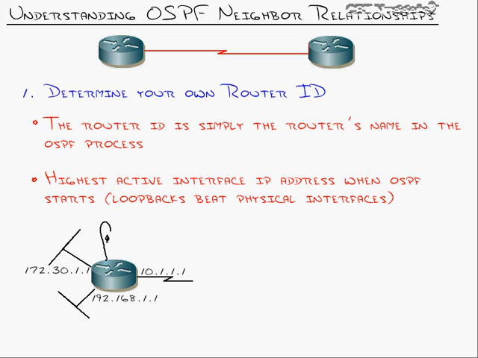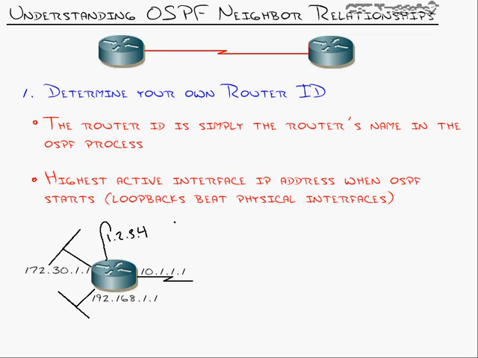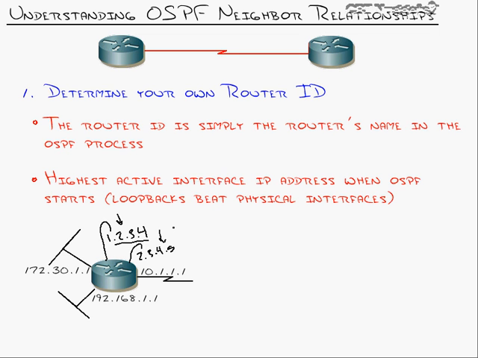And I'll give it 1.2.3.4 as its IP address. It's the lowest IP address of the whole bunch, but you know what? Since it's a loopback, that automatically wins. So it says, okay, out of all these, loopback is the highest priority, so that will become my router ID. Now, if I add a second loopback and give it 2.3.4.5 as its IP, that becomes the router ID because it is now the highest loopback IP address that is on the router.